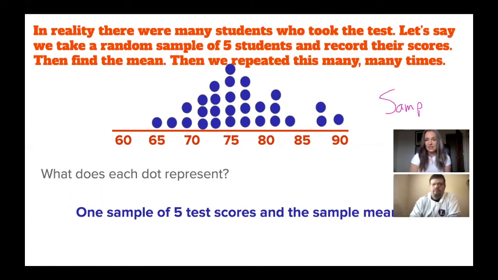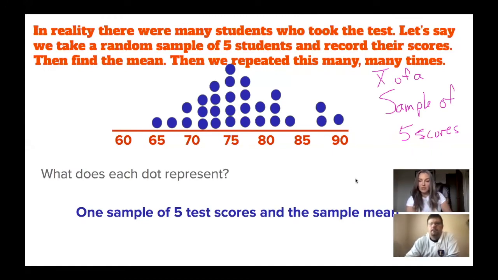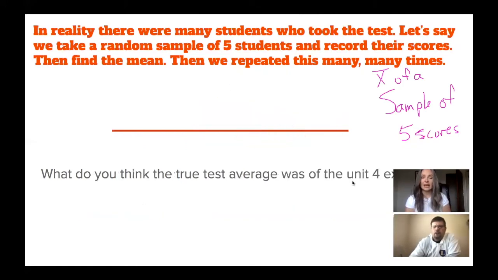This is now the sample of five scores' average. It's the mean. Yes, X bar now. And we're looking at X bar, not mu, because this is a sample. So I should actually say it's the X bar of a sample of five scores. That's probably a better way to say it. So understand, when you're looking at something, what am I actually looking at in this case?